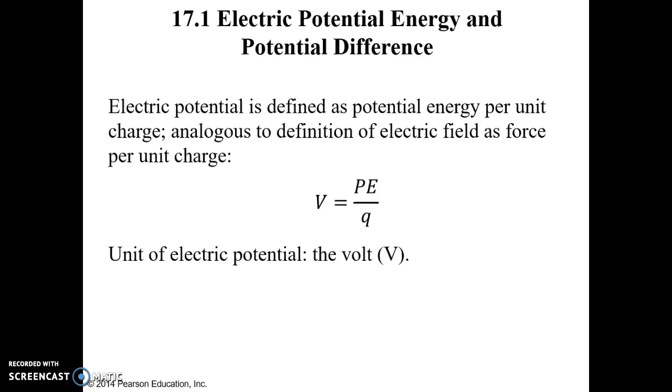The formal definition of electric potential is electric potential energy per unit charge, which is shown in the equation. Electric potential, capital V, equals potential energy over charge. And don't get confused, but the unit for potential is also capital V, which stands for volts.